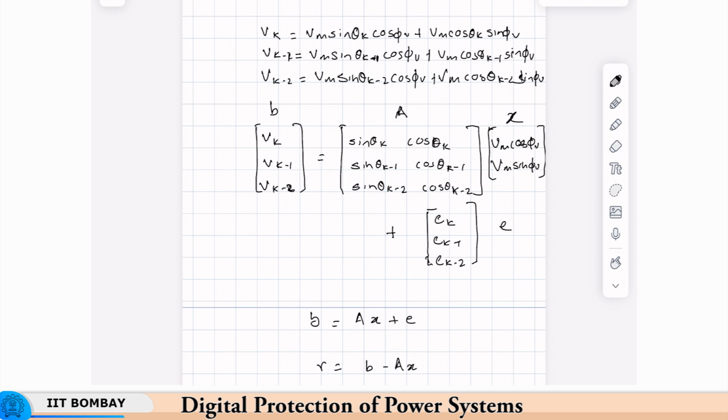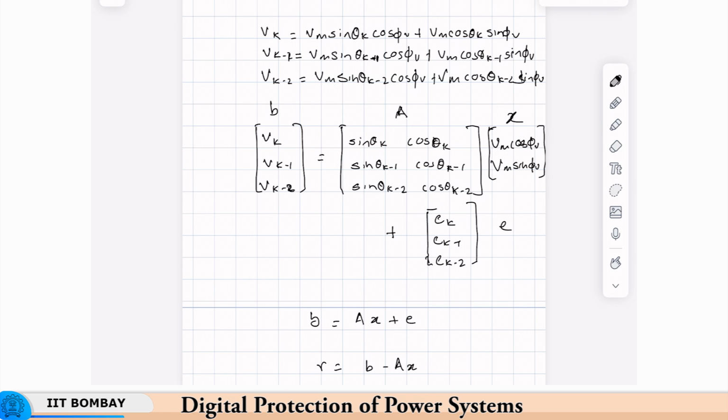Similarly, the 2,1 term will be cos theta k sin theta k plus cos theta k minus 1 sin theta k minus 1 plus cos theta k minus 2 sin theta k minus 2. So, similar to the 1,2 term here, summation of sin theta cos theta, and the last 2,2 term will be cos theta k into cos theta k plus cos theta k minus 1 into cos theta k minus 1 and cos theta k minus 2 into cos theta k minus 2. So, it will be a summation of cos square theta k's.